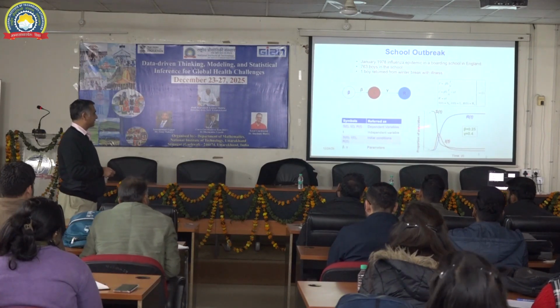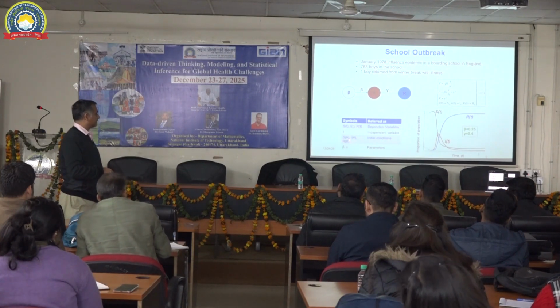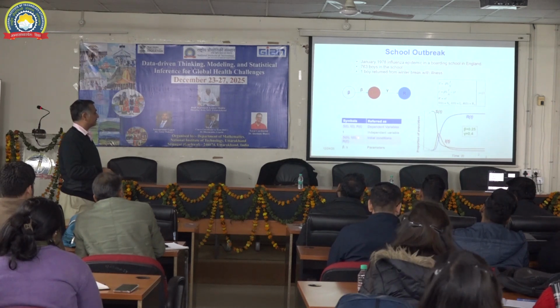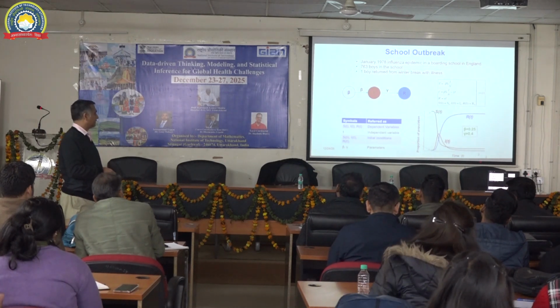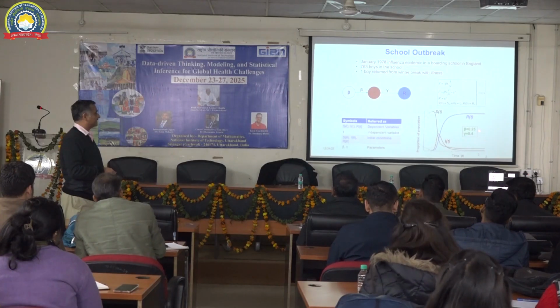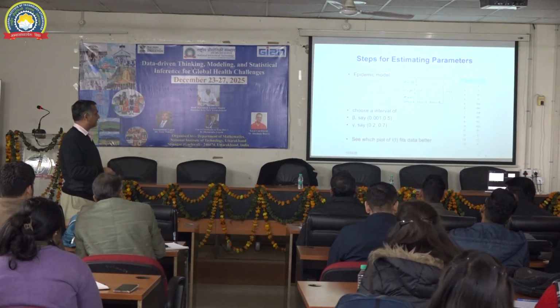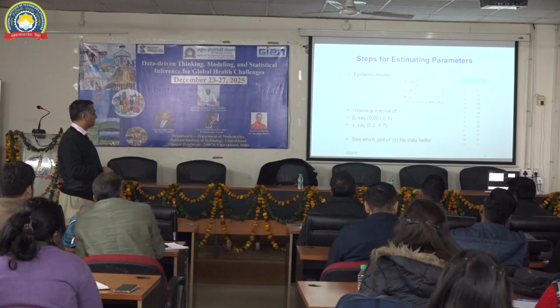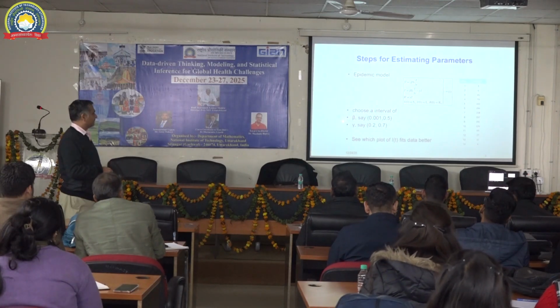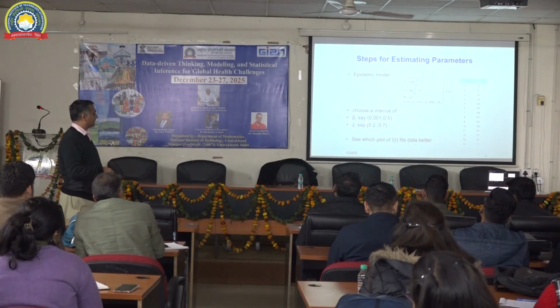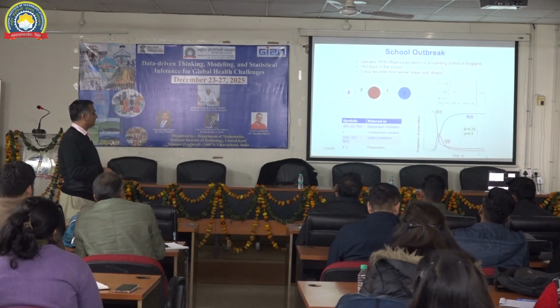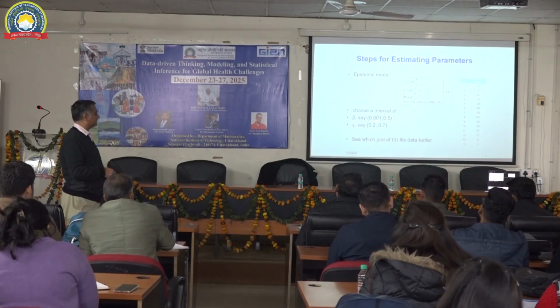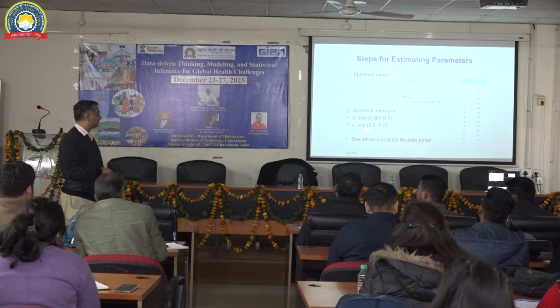So the initial condition was everyone susceptible except one person, right? And they calculated these. So how did they calculate it? They took a reference point from the literature. They chose different betas in these ranges. They chose different gammas, beta and gamma combinations in these ranges.